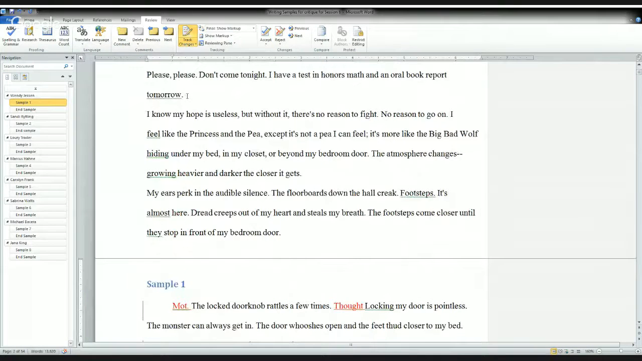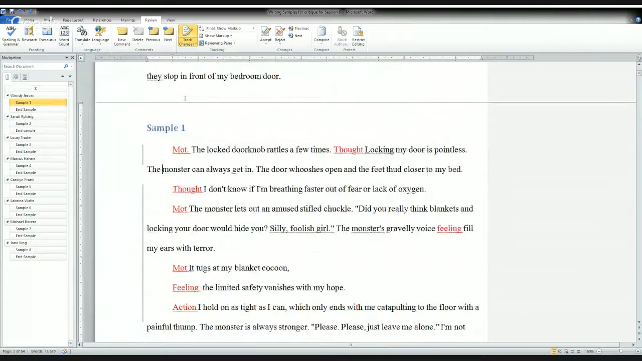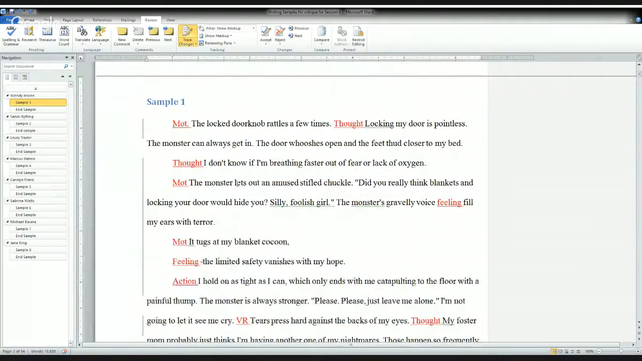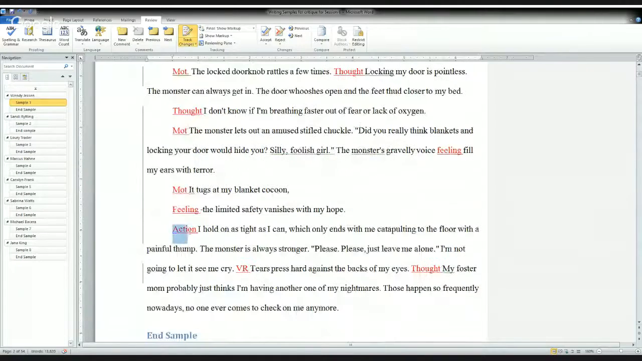But I felt like there was a lacking here where the monster is doing things. There's a thought. The monster does things. There's another thought or a feeling. The monster does things. And it took a while to get to action.